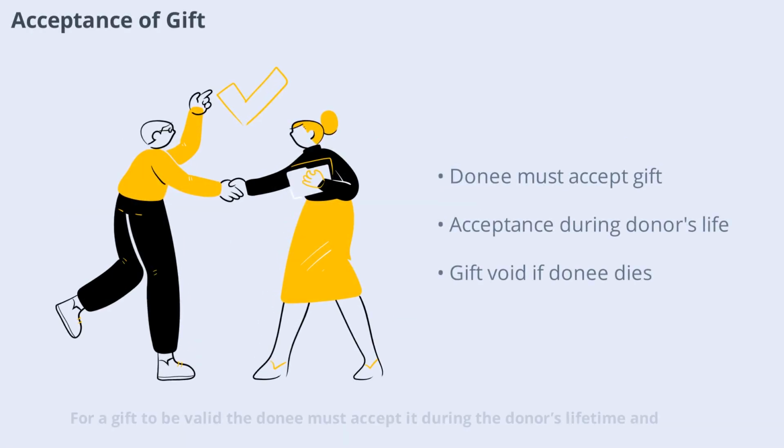For a gift to be valid, the donee must accept it during the donor's lifetime and while the donor is still capable of giving the property. If the donee passes away before acceptance, the gift is rendered void. This requirement ensures that the transfer is voluntary and mutual, reflecting the intention of both parties. Acceptance can be explicit or implied, but it must be clear and unequivocal. The law emphasizes the importance of acceptance to prevent disputes and clarify the transfer of ownership.